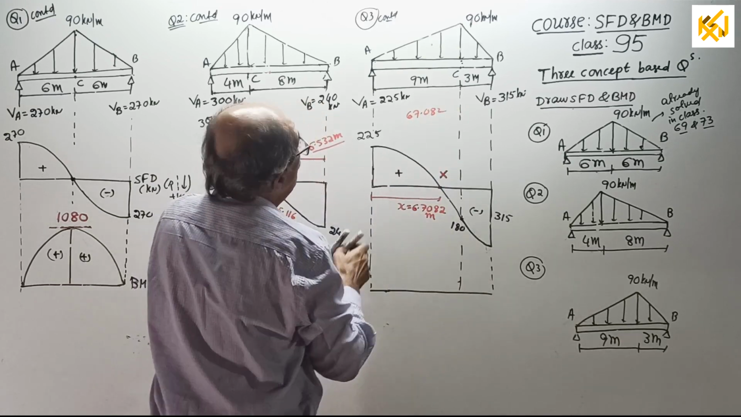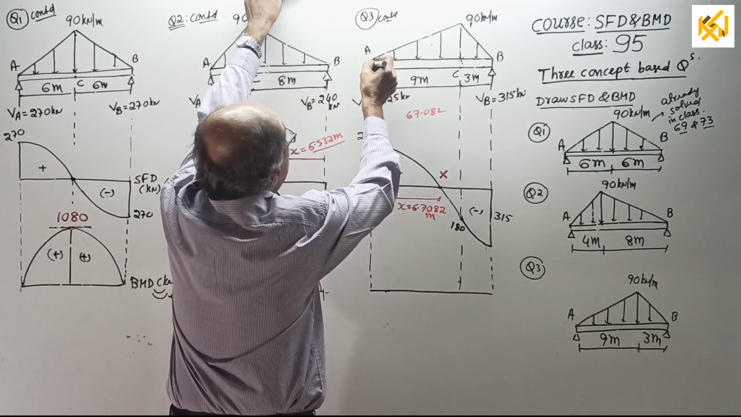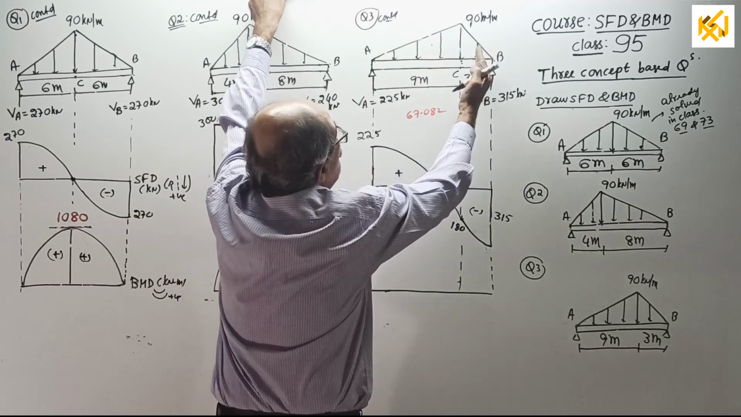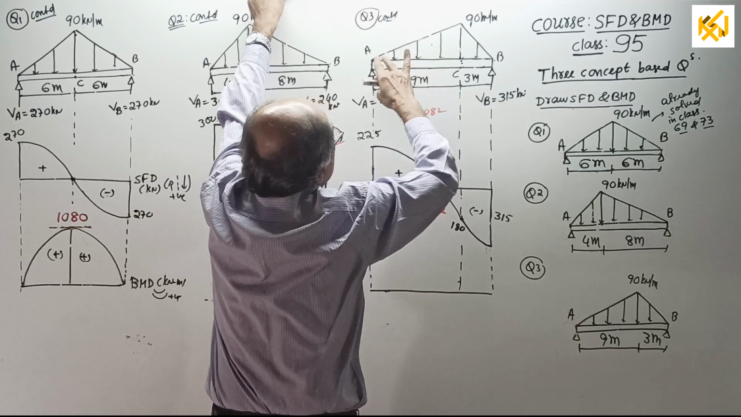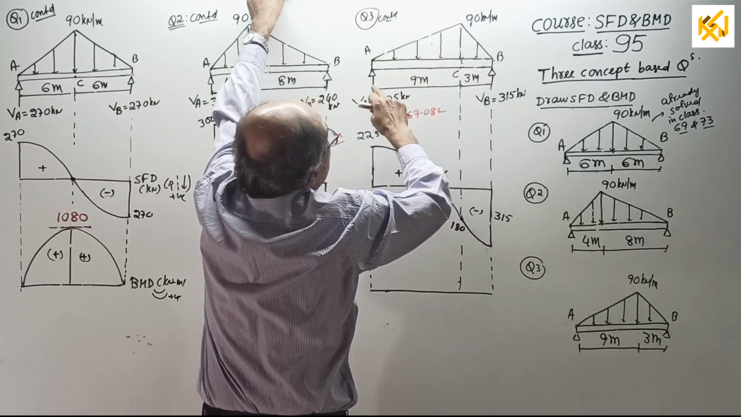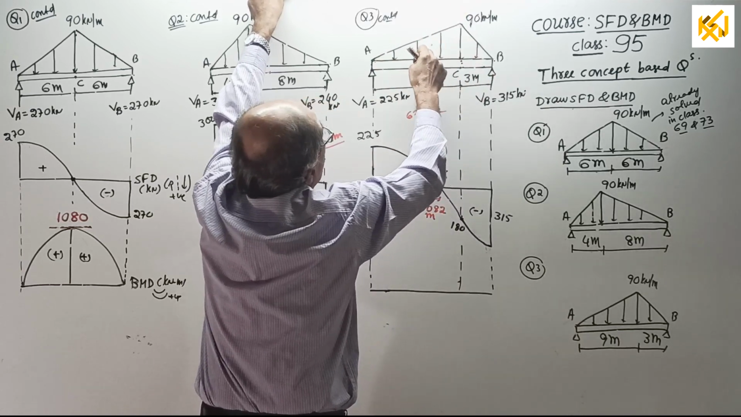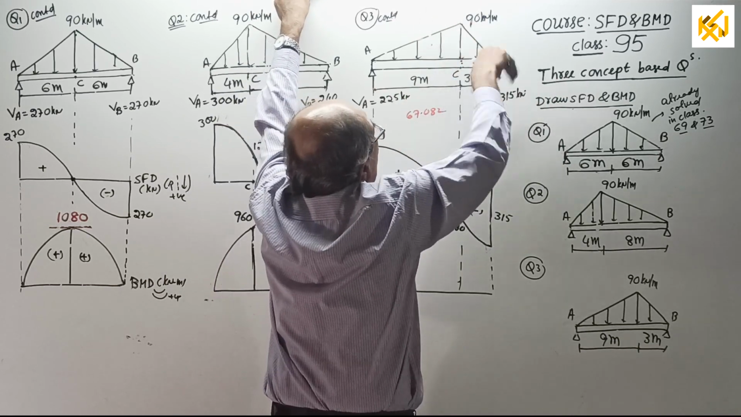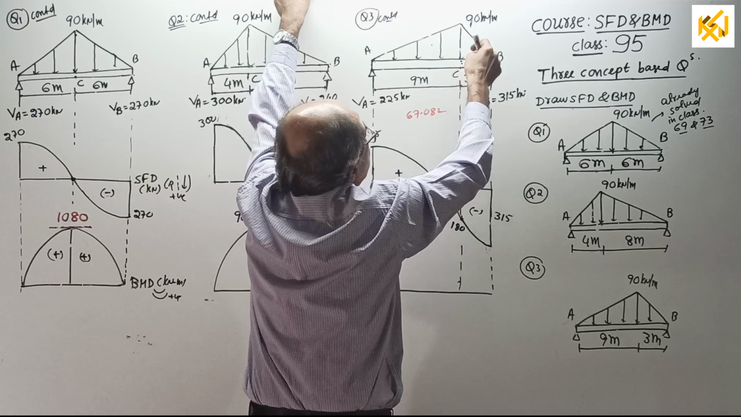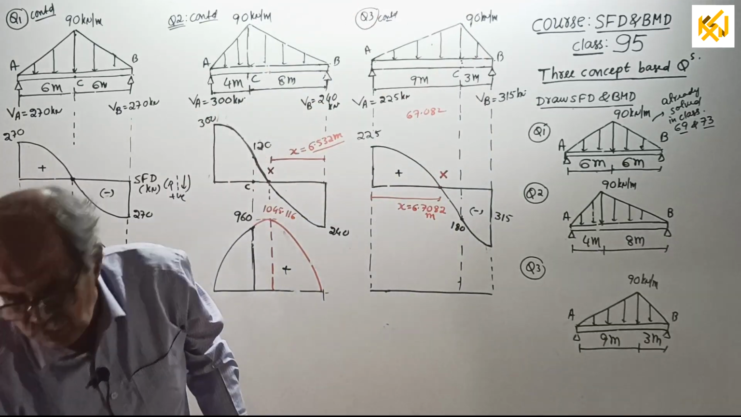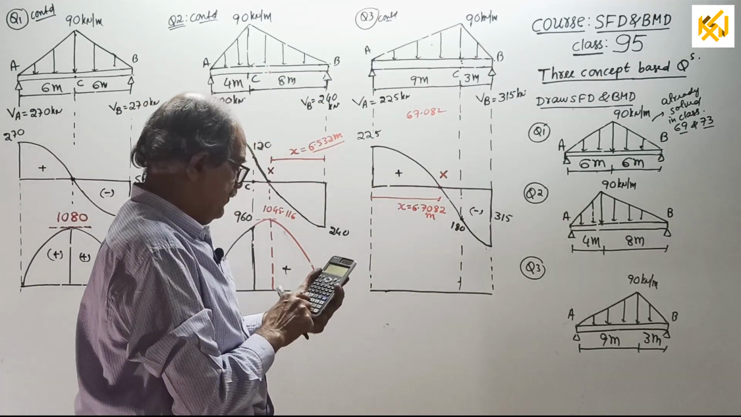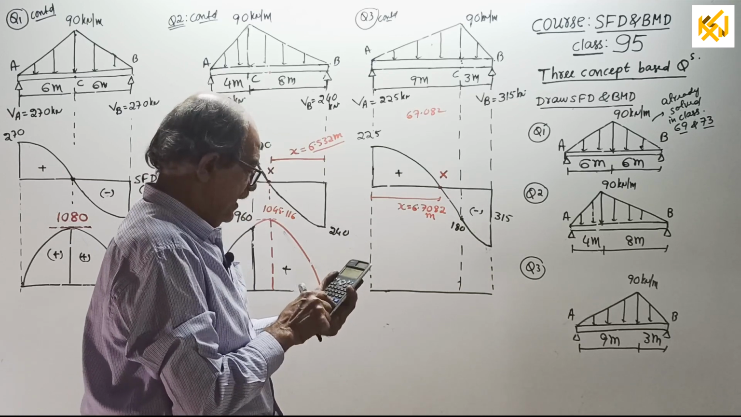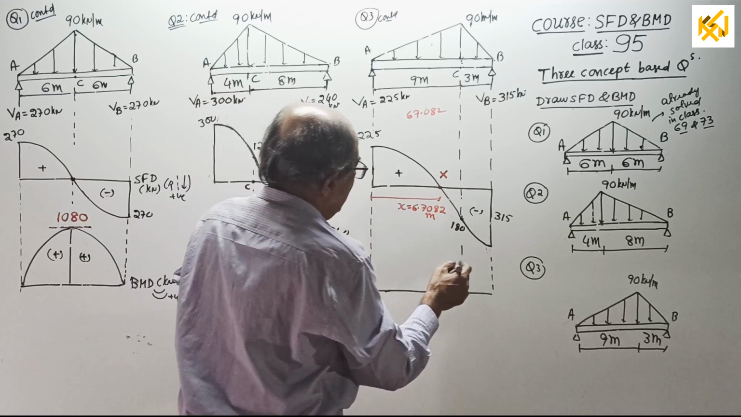Remember. Okay, now, BM calculation. BM at A 0, BM at B 0, BM at C. If you look at this side, plus 225 into 9 minus half into 9 into 90 into 1/3 of 9, or if you look at that side, 315 into 3 minus half into 3 into 90 into 1/3 of 3, whichever way you want to calculate. 225 into 9 minus half into 9 into 90 into 9 by 3. 810 is the BM here.